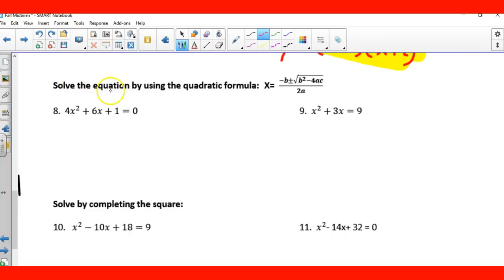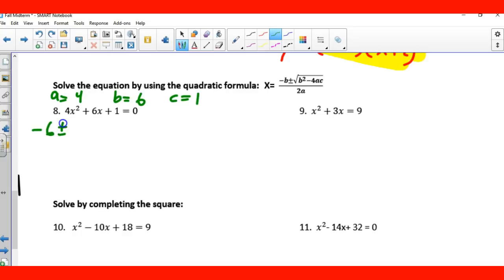Alrighty. Solve the equation by using the quadratic formula. Here's the quadratic formula. So look at this quadratic right here. What's a? A is 4. What's b? B is 6. And c is 1. So let me just plug it right into this equation.